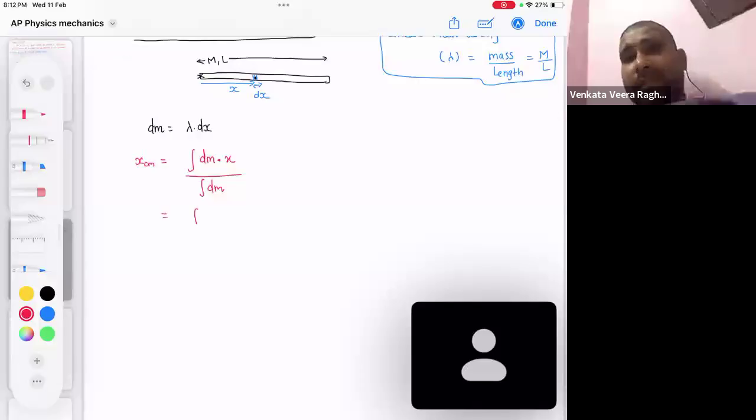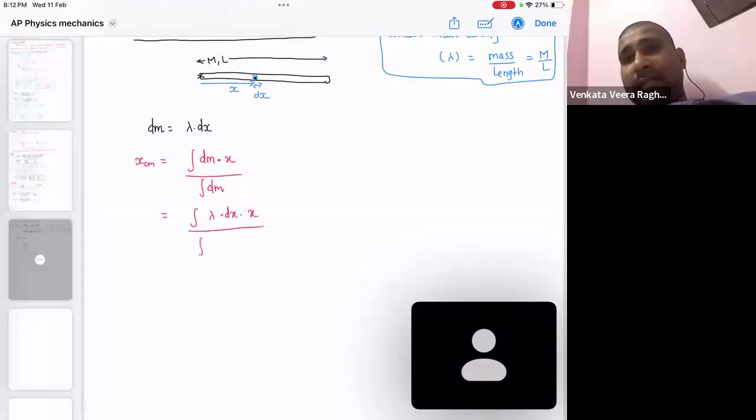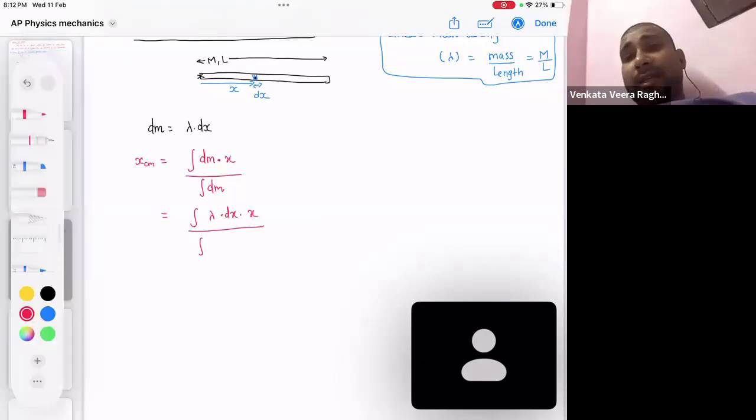So dm means what? Lambda into dx into x, and the denominator will be what? Lambda into dx integration, isn't it? See what is coming, and x will go from where to where? 0 to L length. Here also, 0 to L length. So if you integrate it, lambda is constant, it will come outside.